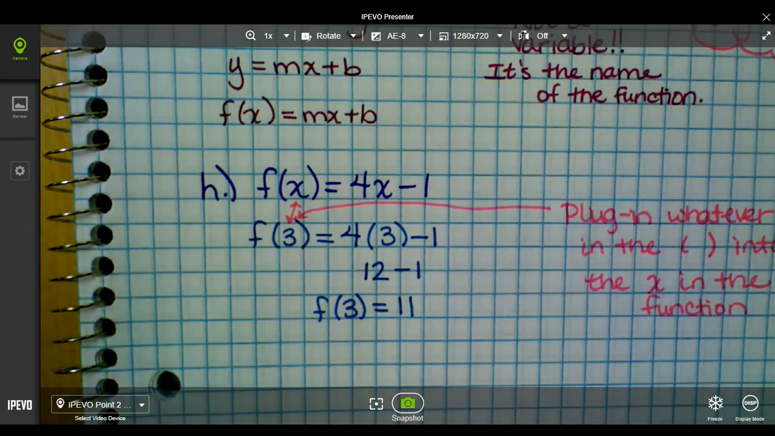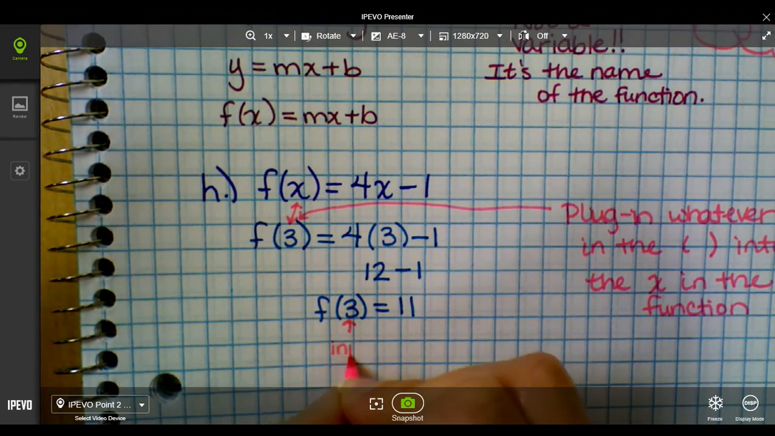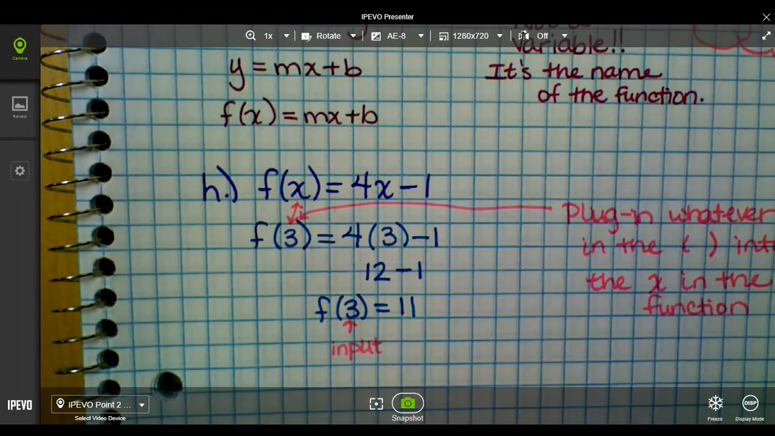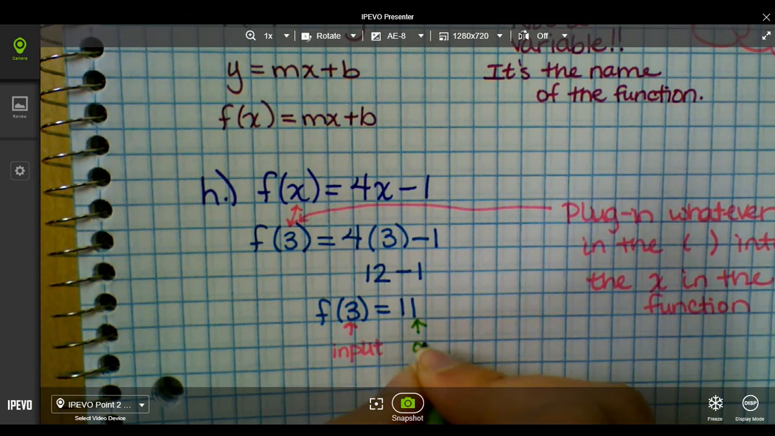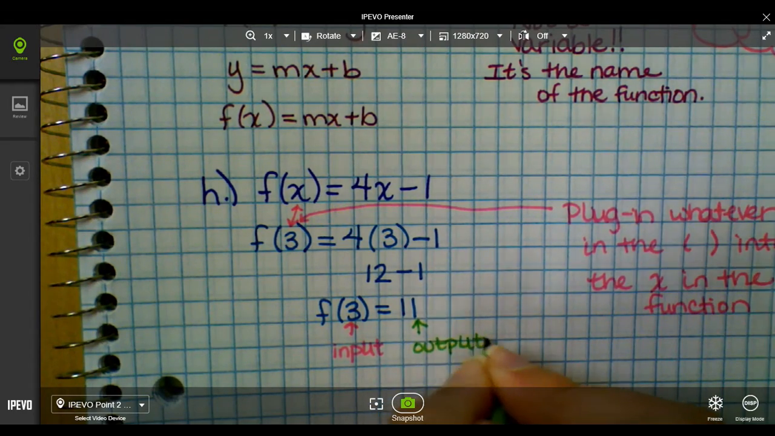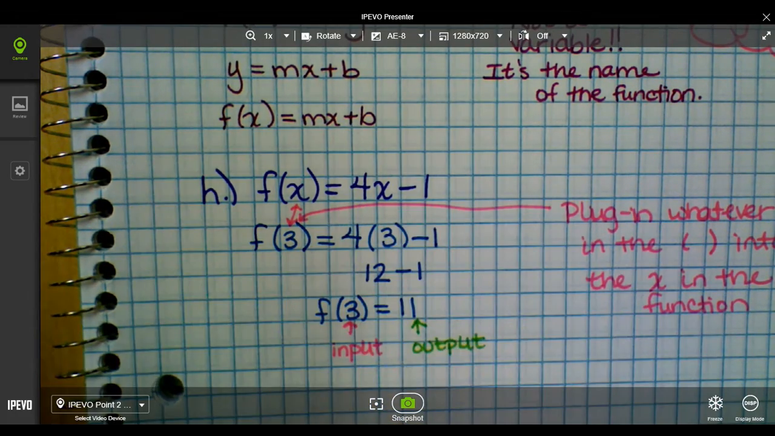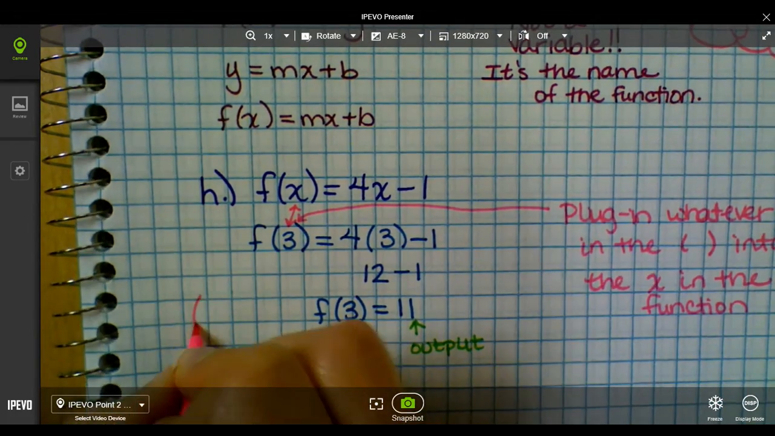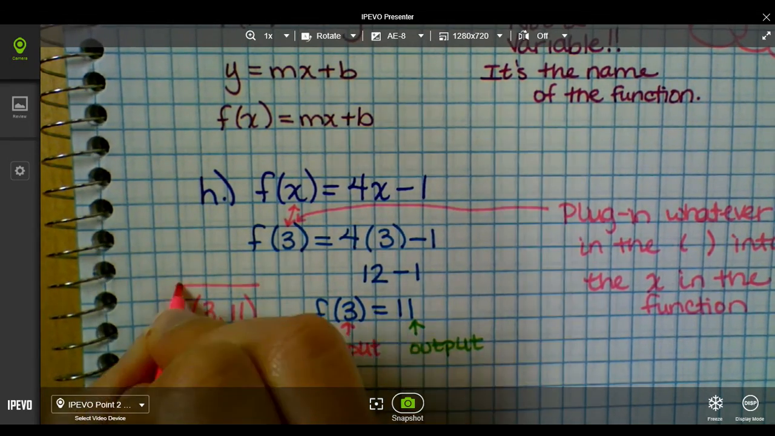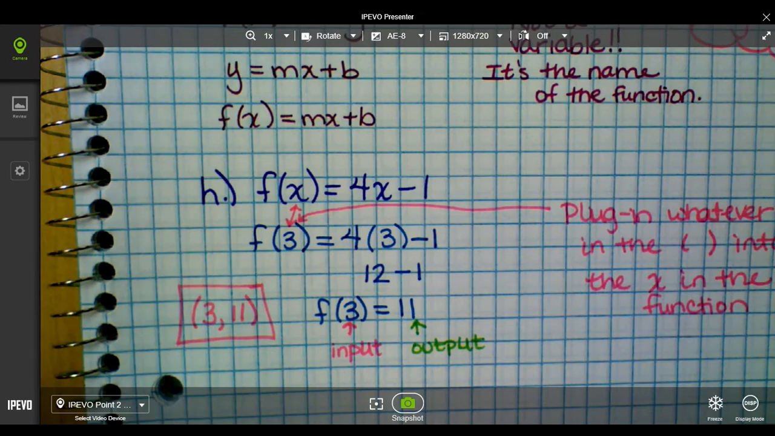Like I said before, this is what I plugged in. This is my input. Your input is always your x values. Input goes with domain, your independent variable. And then I got out this number. This number is my output. What I just solved for is a point on this graph. If I was going to actually graph 4x minus 1, one of my points on there would be (3, 11). I plugged in 3, I got out 11. That is just telling me that this point is on my line, okay?